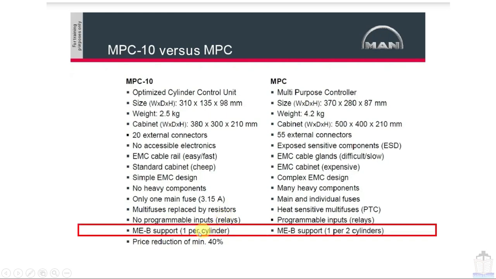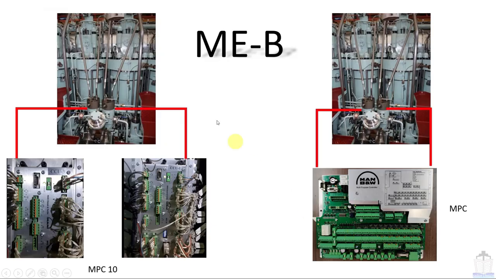that is MEB support 1 per cylinder and MEB support 1 per 2 cylinder. So here this is a picture of the MEB engine. Here you can see these are the two booster units, one for each cylinder, and here the exhaust valve actuators are there. This exhaust valve actuator is basically driven by the camshaft, but these two booster units are driven by the CCUs.